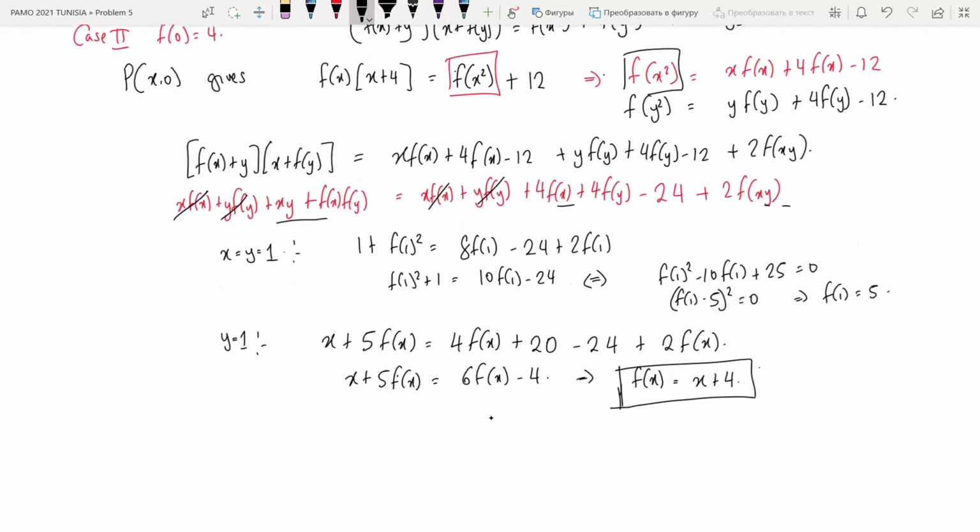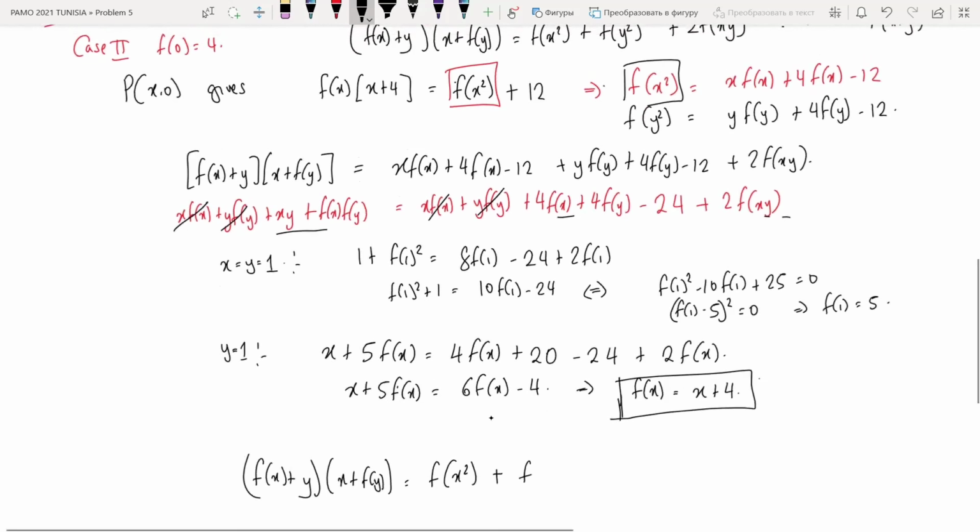So let me write the original functional equation again. Remember, I'm plugging it into the original one, not all these other properties we got along the way. We have to plug it into the very first question that we are given, the exact question we are given. That's what we have to plug it into.